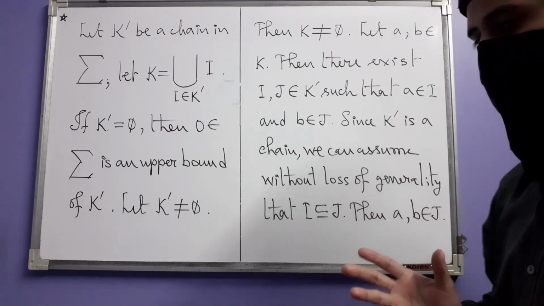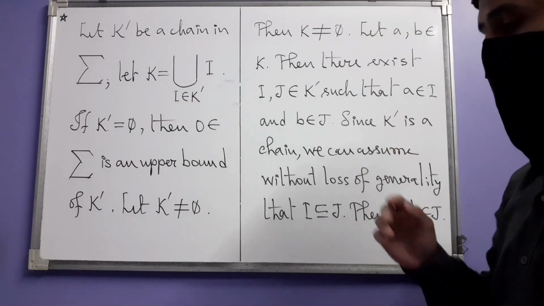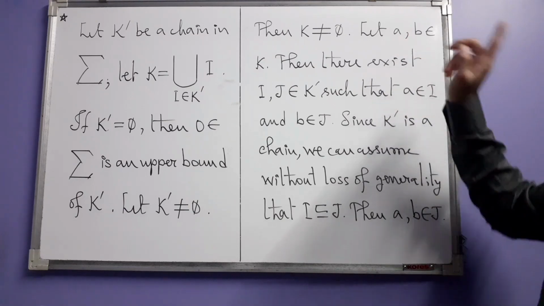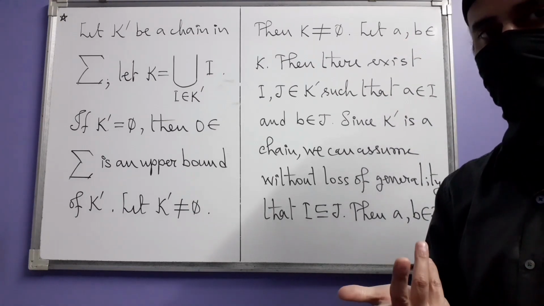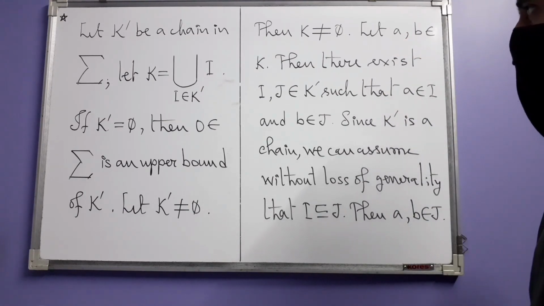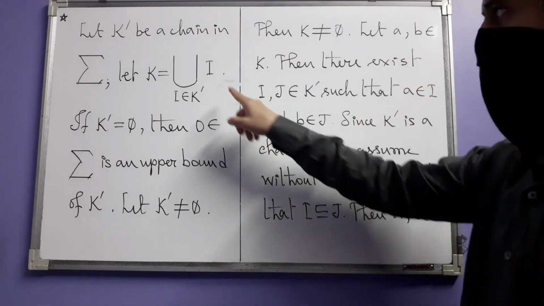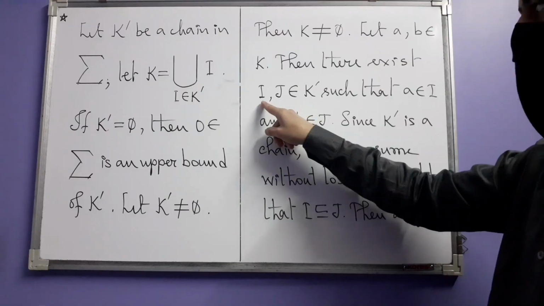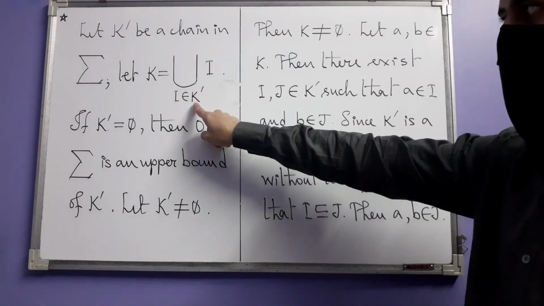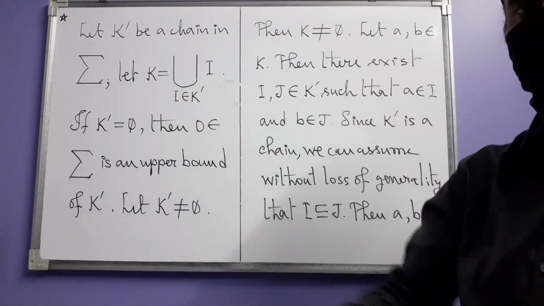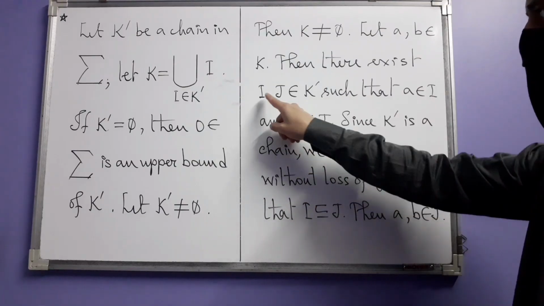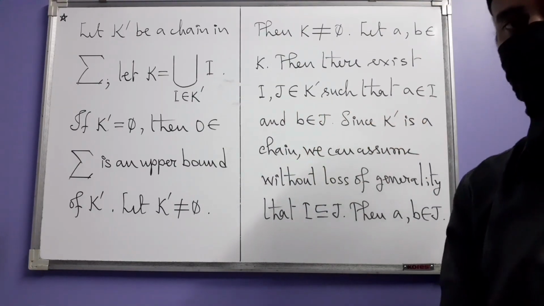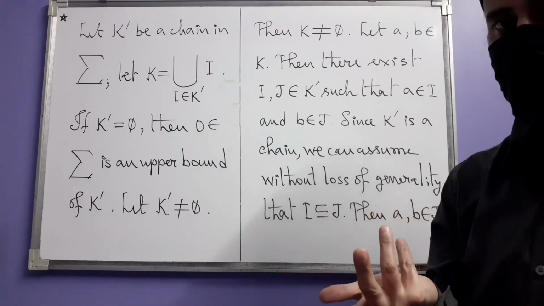Now we aim to show first that K is itself an ideal. So for that we choose two elements A and B in K, any two elements. Then because these elements belong to a union, for each one of them there will exist at least one set in this collection that will contain it. That means there will exist I and J in K prime such that A belongs to I and B belongs to J. I and J need not be the same, okay?